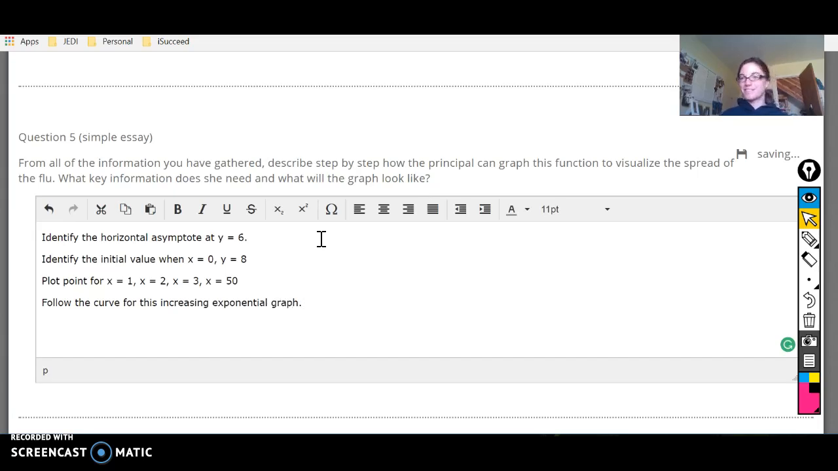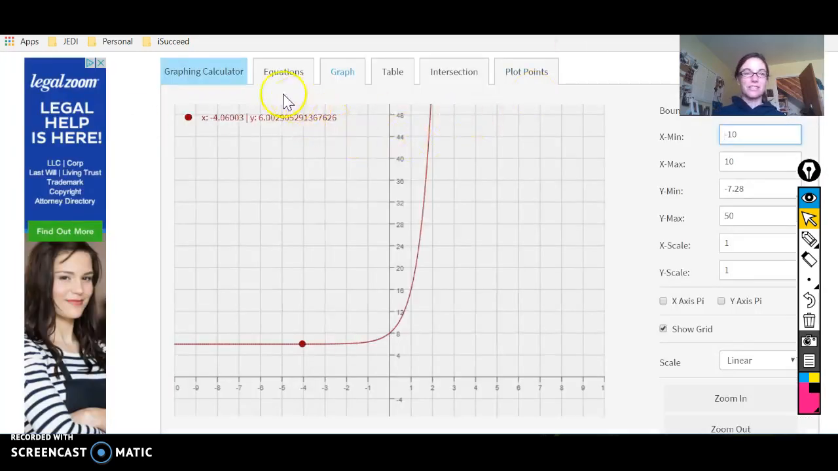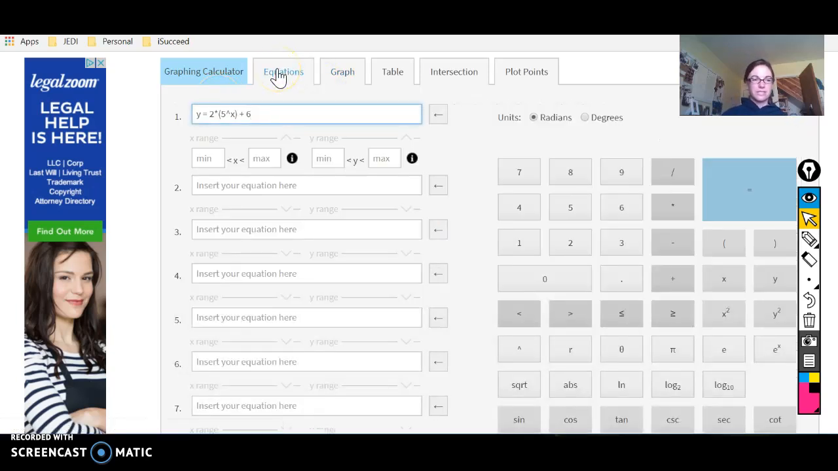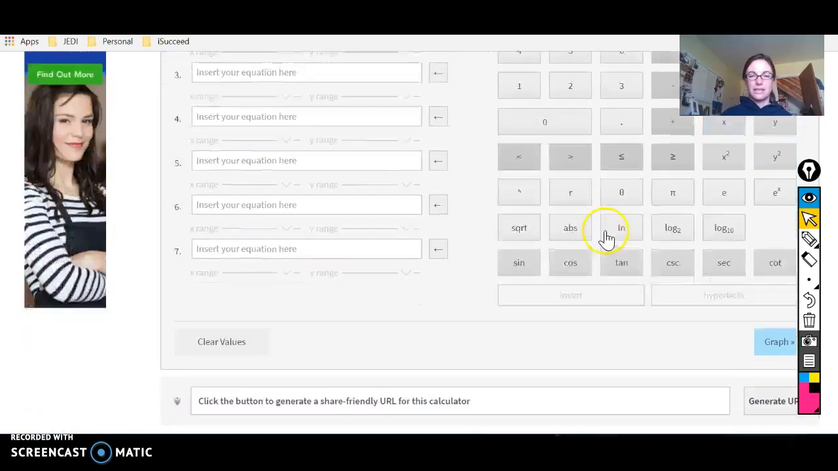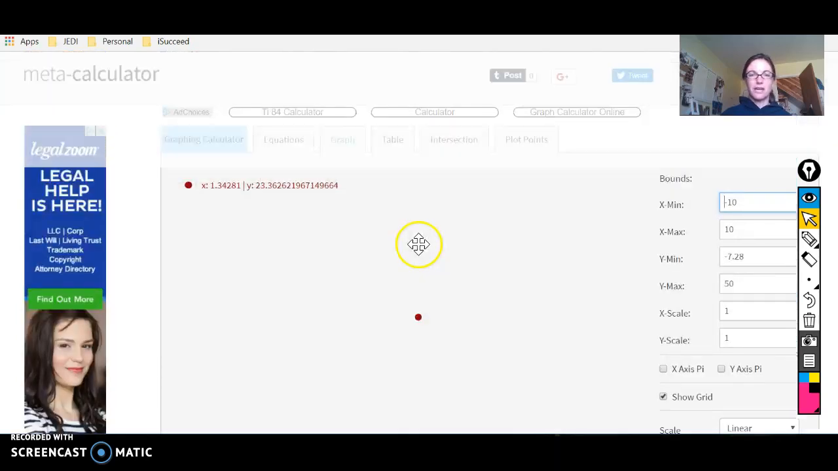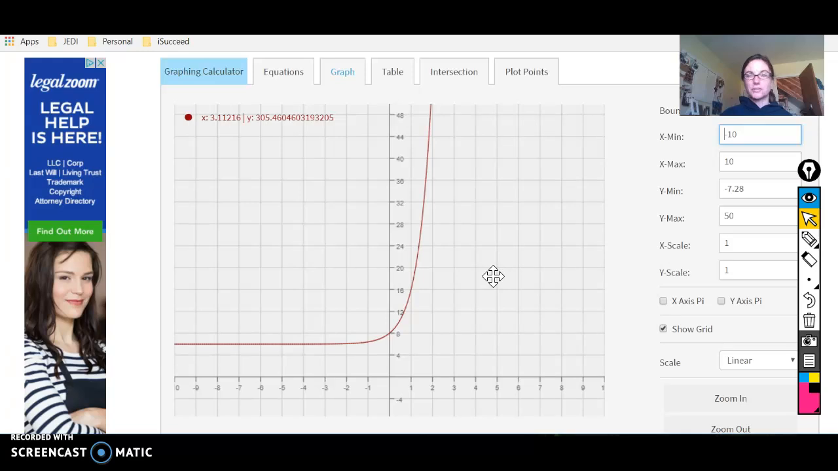The other thing she could do is maybe just plug it into a graphing calculator, which you all have access to. The one that I used here is called MetaCalculator, and you can Google it. The equation that I used is right here. See how I plugged that in? I said y equals 2 times 5 to the x power plus 6. And then I just scrolled down, clicked on graph, and it generates this for me. I think this provides a lot of information that I might not naturally intuit from a problem.